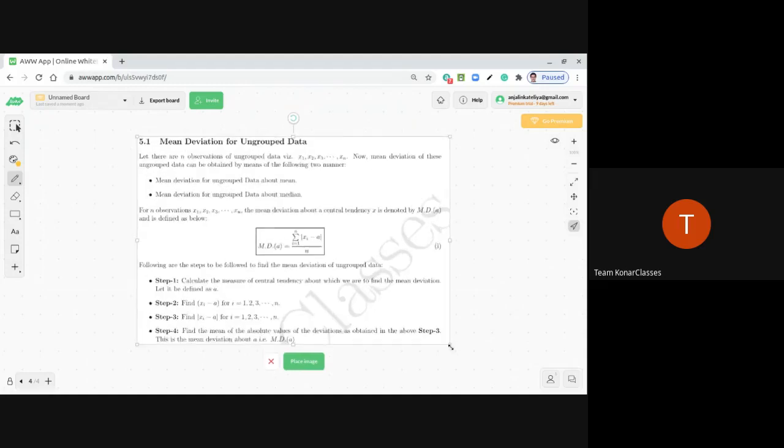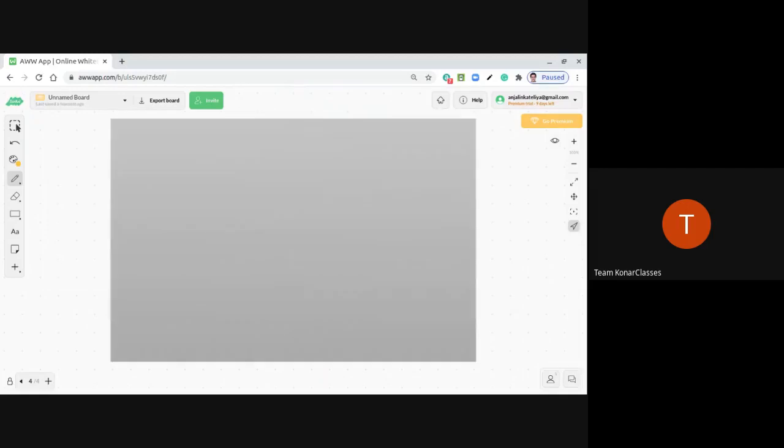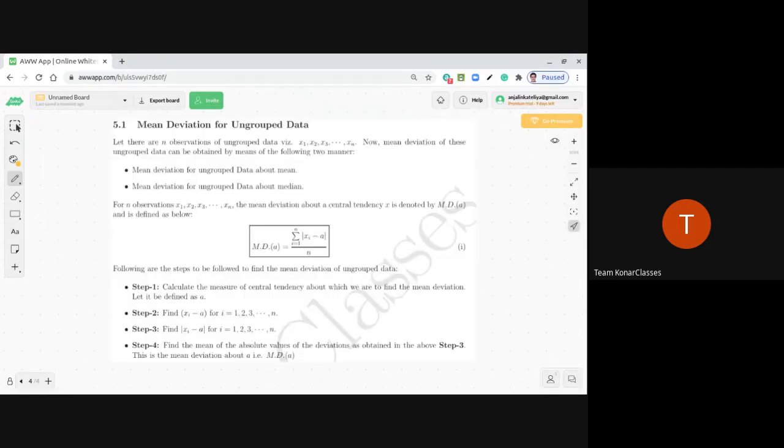So if you look into this, dear students, the mean deviation for ungrouped data. Let there be n observations of ungrouped data like x1, x2, x3 up to xn. Now, the mean deviation of these ungrouped data can be obtained in the following manner. Mean deviation of ungrouped data about mean, as I was telling, mean and median are the methods of central tendencies, and mean deviation of ungrouped data about median.